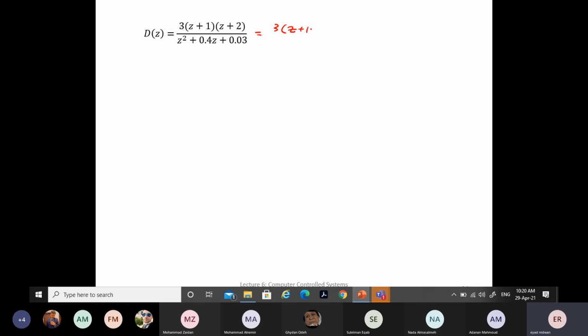Z plus 1 over z plus 2 on... if you look at this, this is 0.03 and this is 0.4, so I can write this as z plus 0.1 as you can see, and z plus 0.3. So this will give me this. So I can rewrite this in fact as two first order terms. If not, then keep it as a second order term.